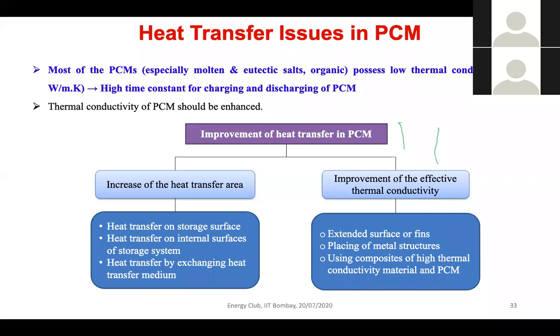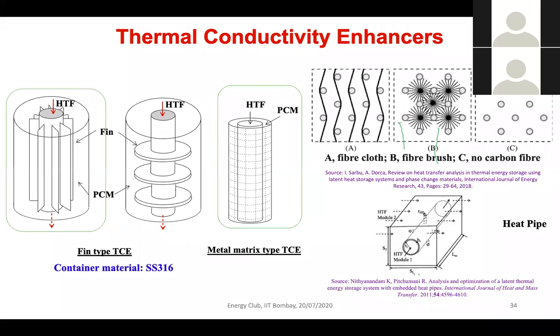How can we increase the heat transfer area? We can use many tubes instead of a single tube. And how can we improve the effective thermal conductivity? We can add additives, something like graphene, aluminum powder, or copper powder, or we can insert some extended surface which we call fins, or we can put a metal matrix inside this container. So what is the container, how does the container look like?